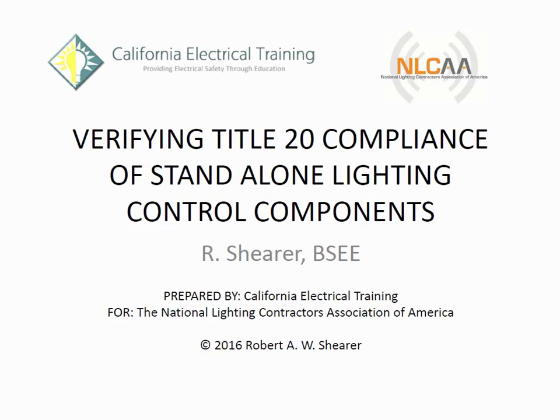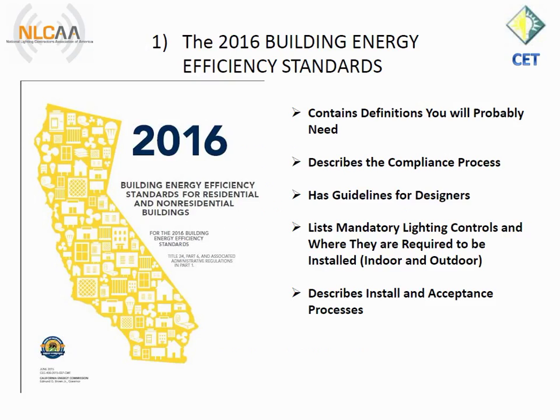So, what is Title 20? First, let's start with what are the building energy efficiency standards. We're going to look at 110.9 and its requirements that are found in the building energy efficiency standards. This is both in the 2013 and 2016 edition of the Building Energy Efficiency Standards, and the new 2016 BEES goes into effect January 1st, 2017.